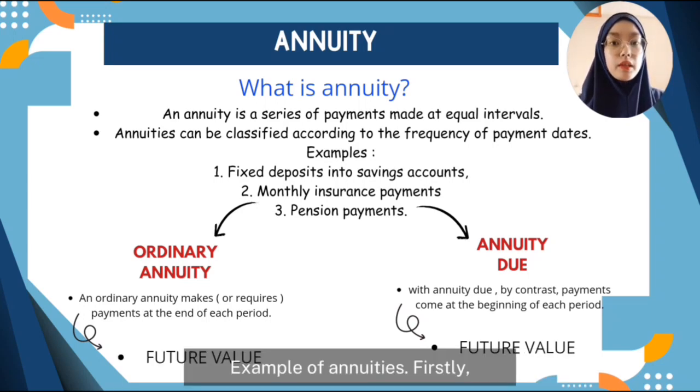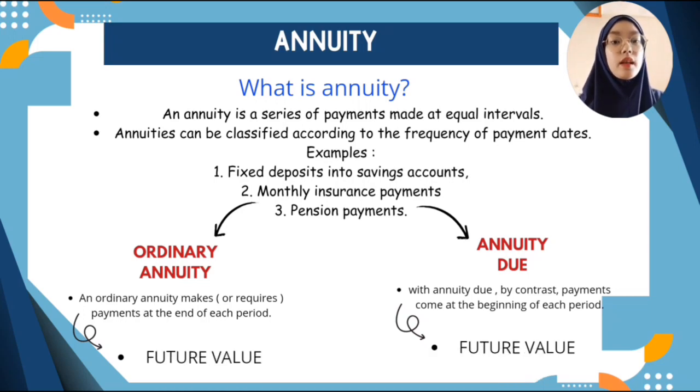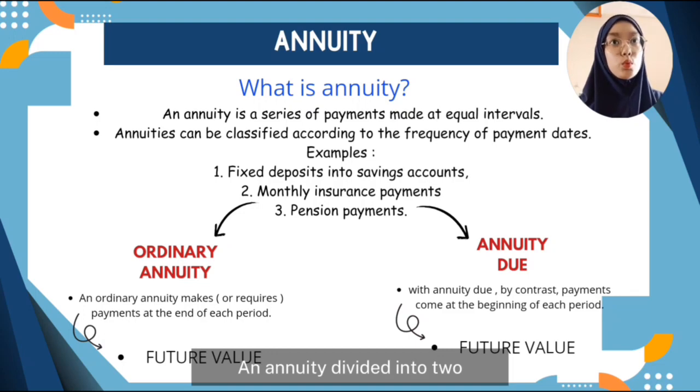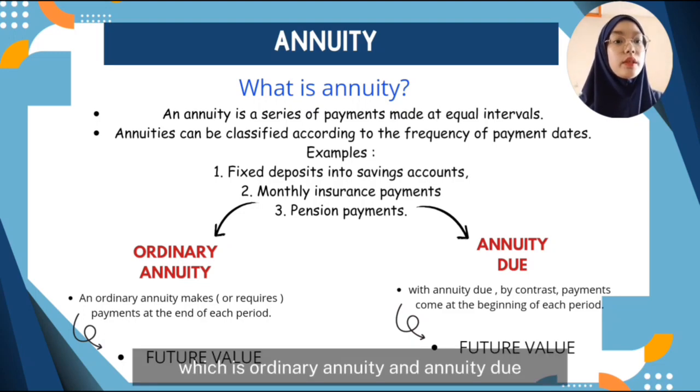Examples of annuity: firstly, fixed deposit into savings accounts. Second, monthly insurance payment. Third, pension payment. Annuity is divided into two types, which are ordinary annuity and annuity due.